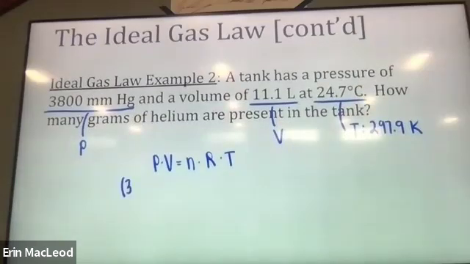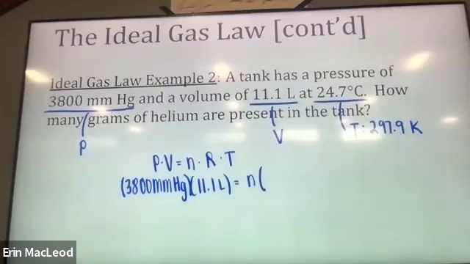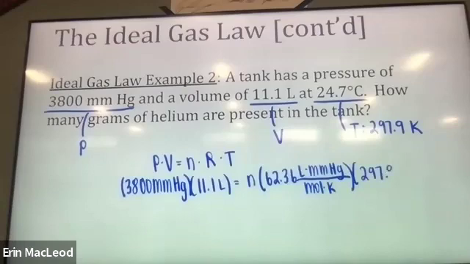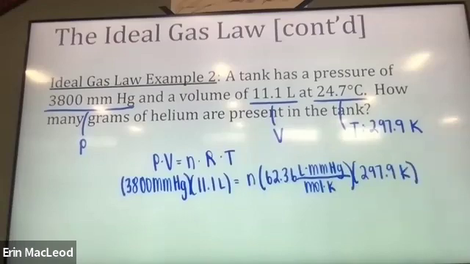So we know P is 3,800 mmHg. We know V is 11.1 liters. It didn't give us N. You always know R, just a matter of which R do we want. Since our pressure is in millimeters of mercury, you want the one that goes with millimeters of mercury. That's the 62.36 number. And then our temperature is 297.9 Kelvin. So we're going to solve for N.